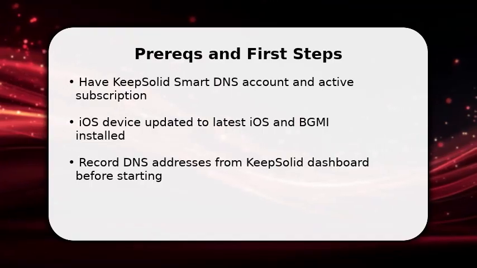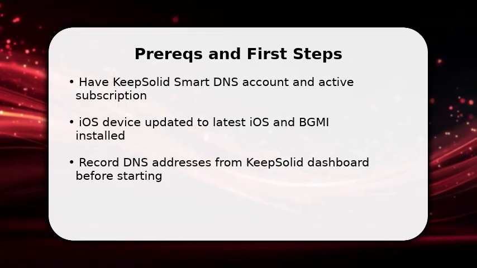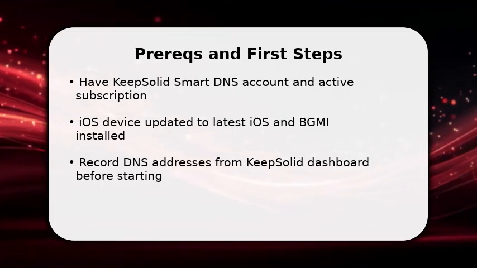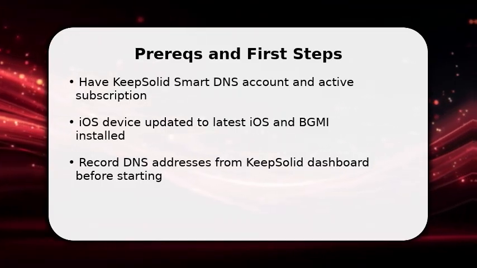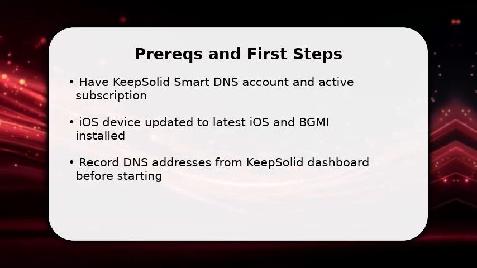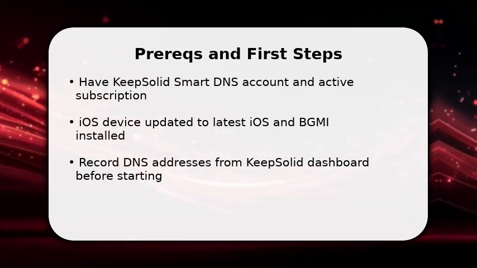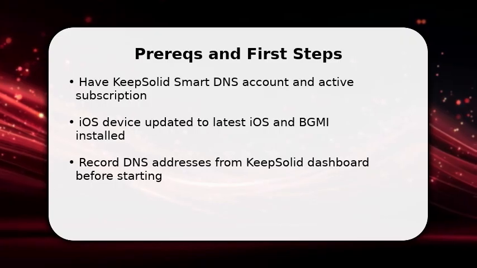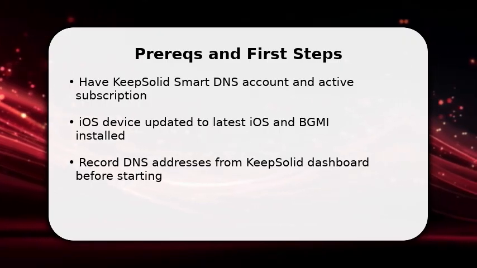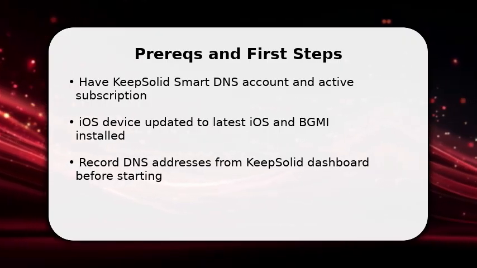You have the account and DNS values. Now act. Open Settings, tap Wi-Fi, then the active network info. Once done, replace the DNS fields with Keepsolid's primary and secondary addresses. Make sure to disable any VPN or cellular DNS overrides first so the smart DNS can take effect.